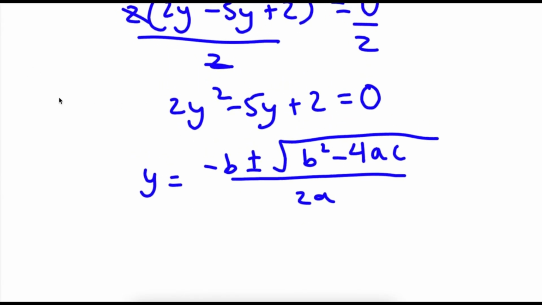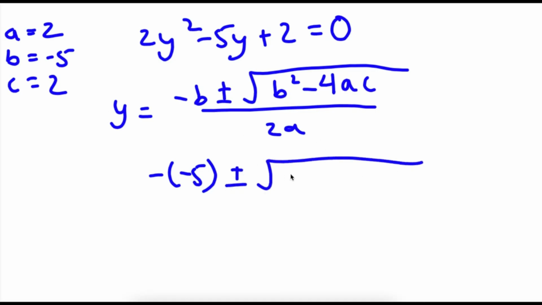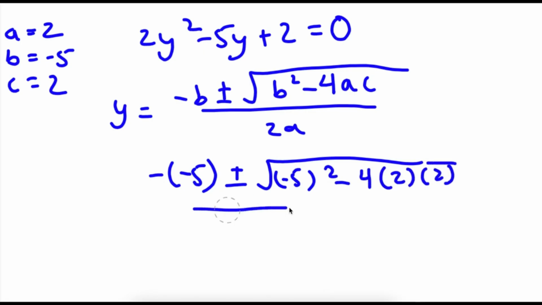Now in this case, a is equal to 2, b is equal to negative 5, and c is equal to 2. So now, if I replace these values in for the quadratic formula, first off negative b, so negative negative 5, plus or minus the square root of b squared, so again negative 5 squared minus 4 times a, which is 2, times c, which is 2 again. Now I'm dividing this by 2a, so 2 times 2.